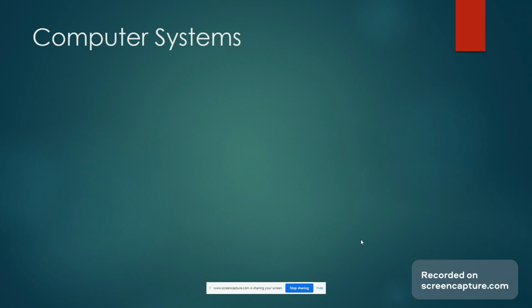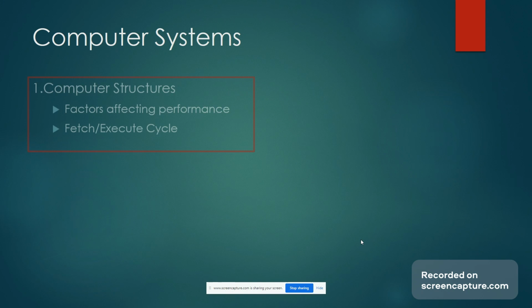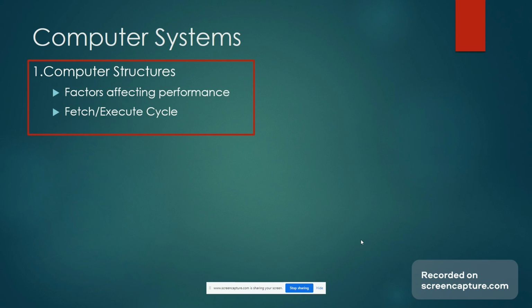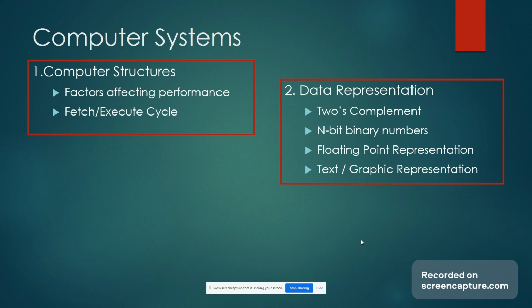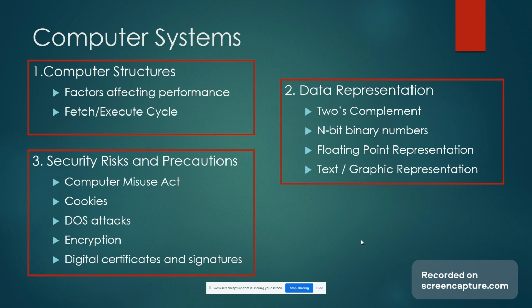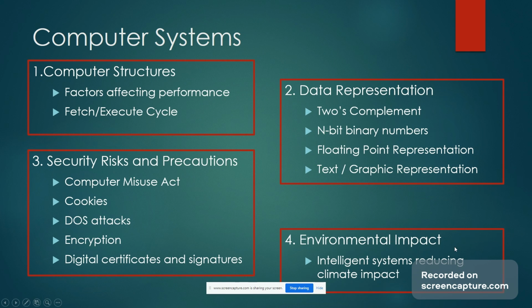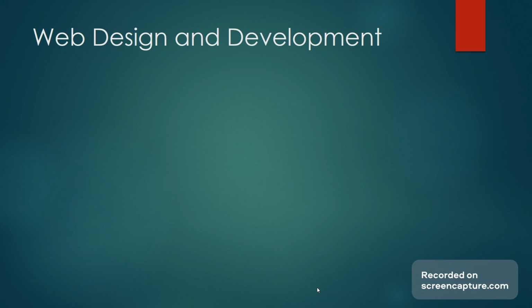So I'm going to talk a little bit about each unit. Computer systems is the first one we teach, and it has 4 parts. Part number 1 is computer structures, where we talk about the physical build of the computer and the factors that might affect how it operates. We talk about data representation, and so how information is stored in theory. We talk about security risks and precautions, and we compare all the things that could affect your computer and cause trouble. And finally, we talk about the environmental impact, and this is how technology is actually helping fight the impact climate change is having.